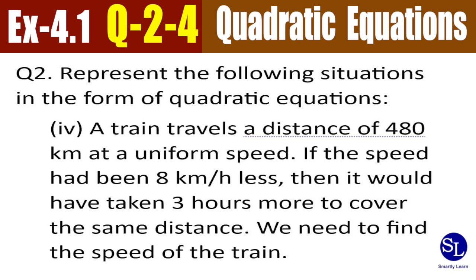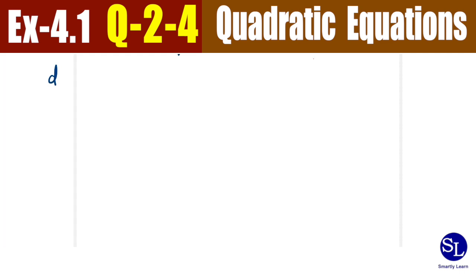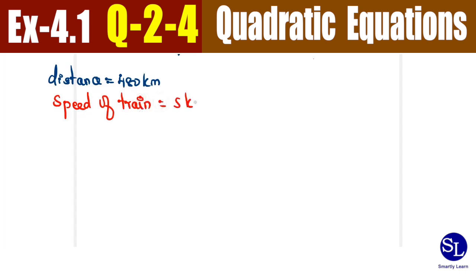So let us first understand what was given to us. A train travels a distance of 480 kilometers. So let's note down the distance. Distance is equal to 480 kilometers. Now let us assume the speed of the train to be s. So speed of train is going to be equal to s kilometers per hour.